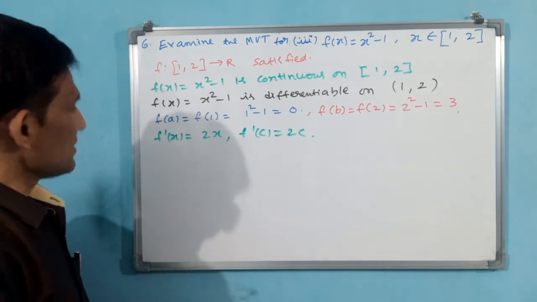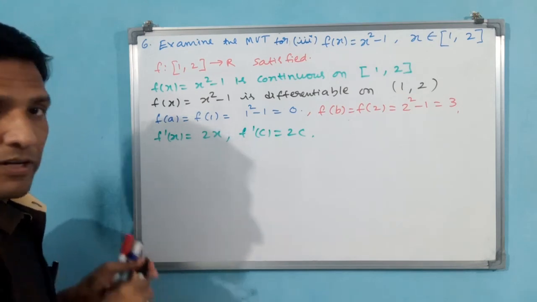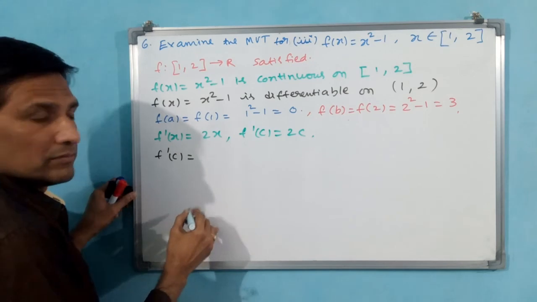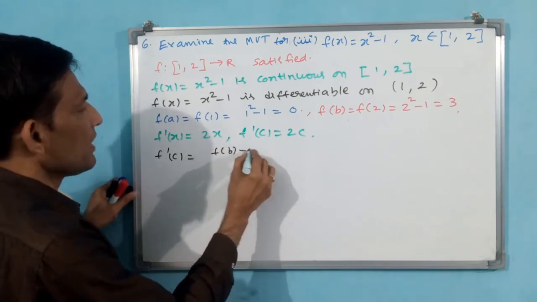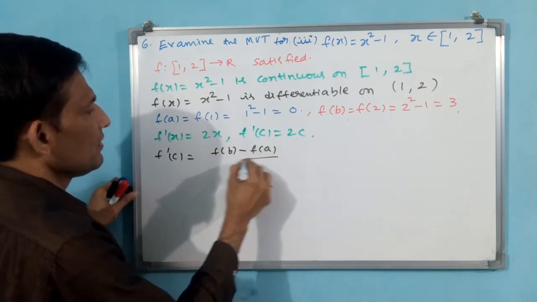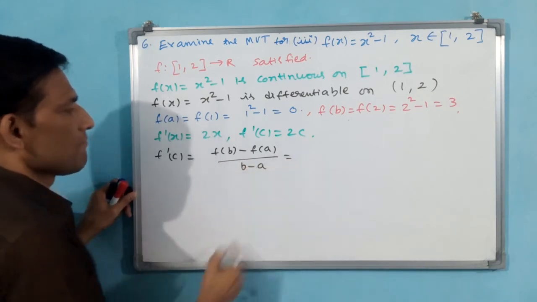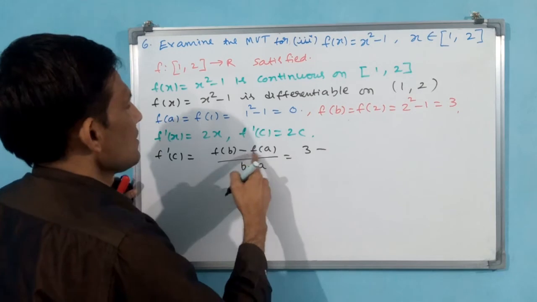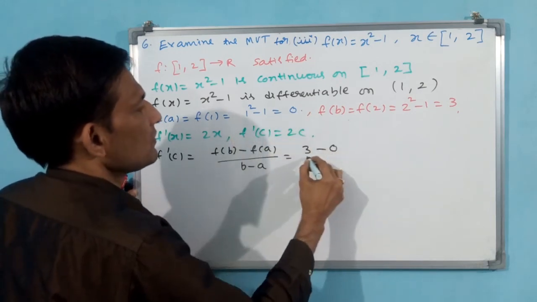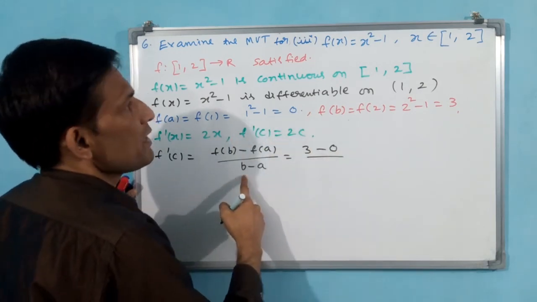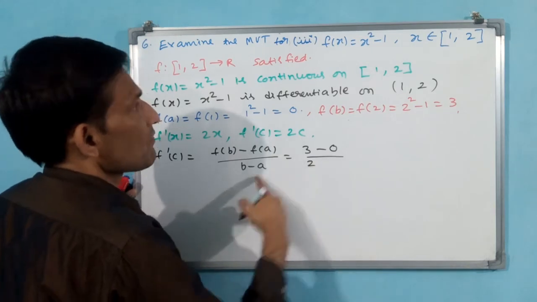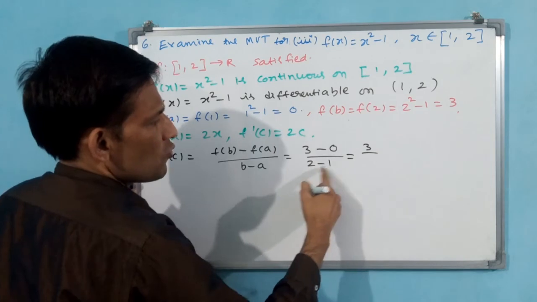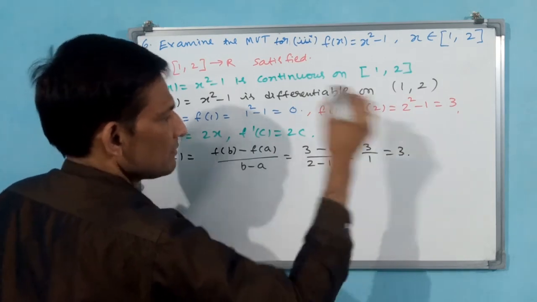Write down that formula. What is that formula? f dash c is equal to f of b minus f of a by b minus a. What is f of b? f of b is 3, minus f of a, which is 0, divided by b, which is 2, minus a, which is 1. 3 minus 0 is 3, 2 minus 1 is 1, so that is equal to 3.